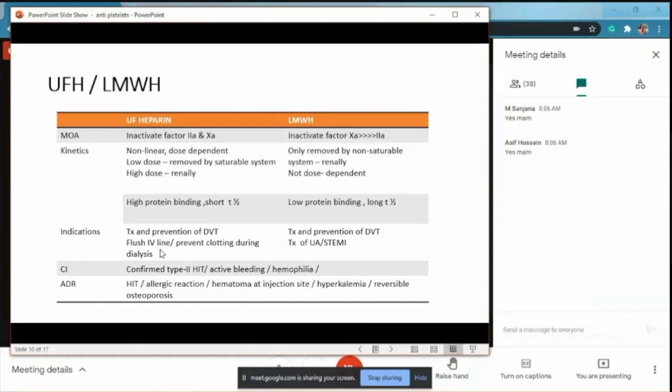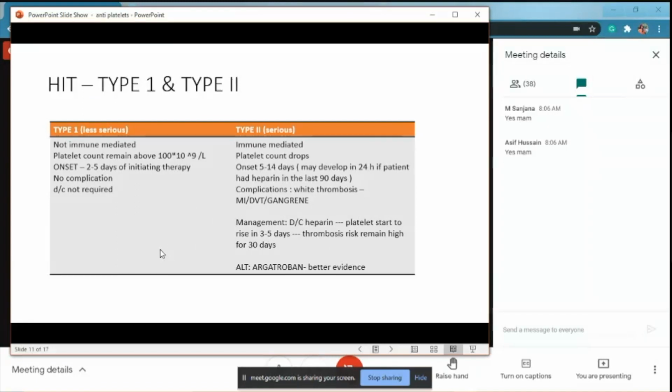So let's have a look at HIT. We have two types of HIT, type 1 and type 2. Type 1 is less serious and type 2 is very serious. We will be discussing how to manage HIT type 2. Let's see the difference here. Type 1 is not immune mediated, but type 2 is immune mediated. In type 1, the platelet count remains above 100,000 per mil, so the platelet count is not going to be affected much, and that is okay. But in type 2, the platelet count drops below 100,000 per mil. So that's a serious situation.